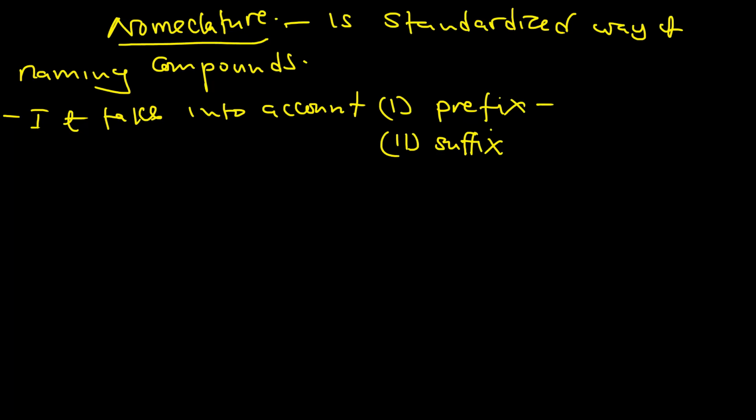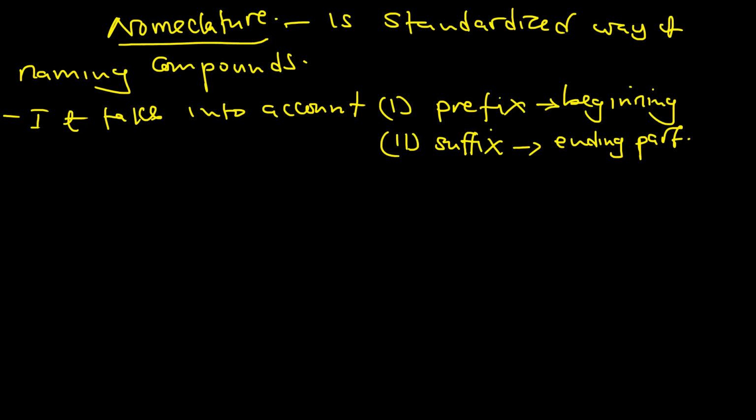So what is the prefix? The prefix is found at the beginning of the name. At the beginning of the name you have the starting part, which you call the prefix. Then the suffix is just the ending part of the name. So nomenclature is the standardized way of naming organic compounds, and it takes into account the prefix and the suffix. The prefix is found at the beginning of the name and is determined by the number of carbons in the compound. The suffix is the ending part of the name and comes from the family the compound belongs to.